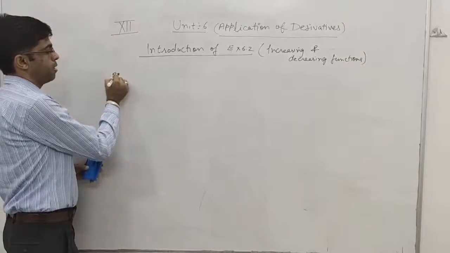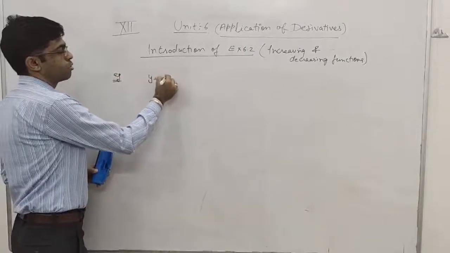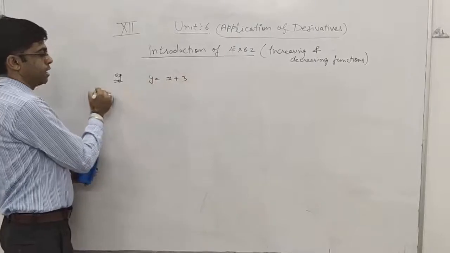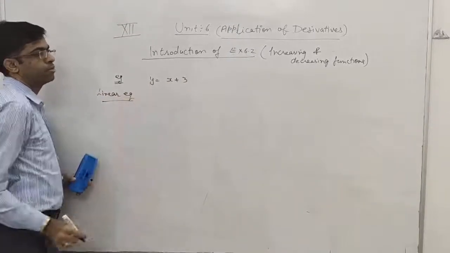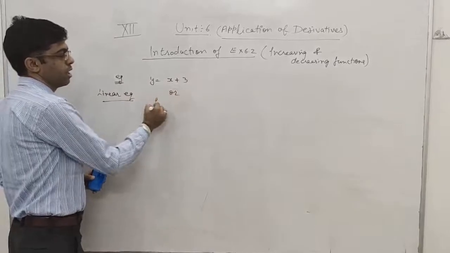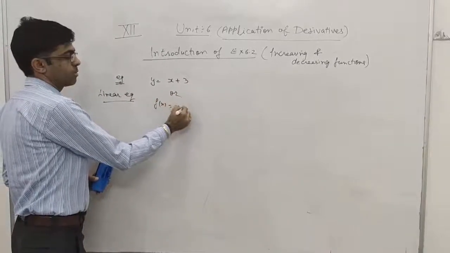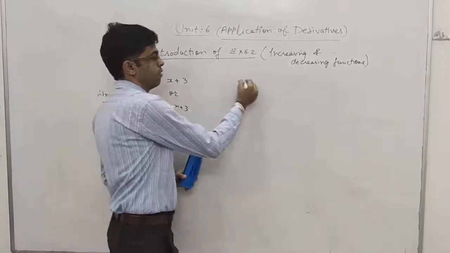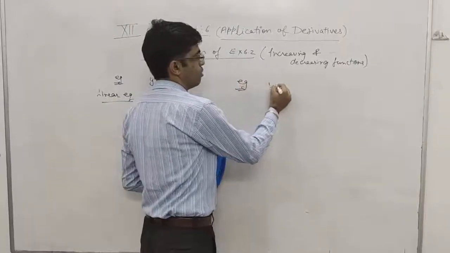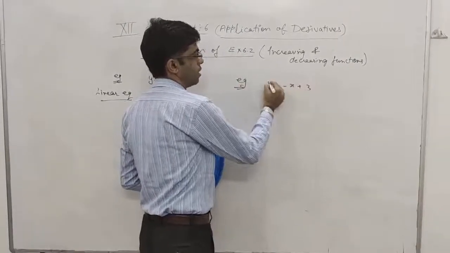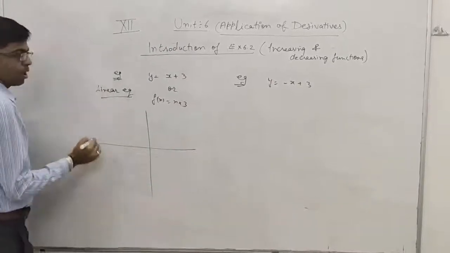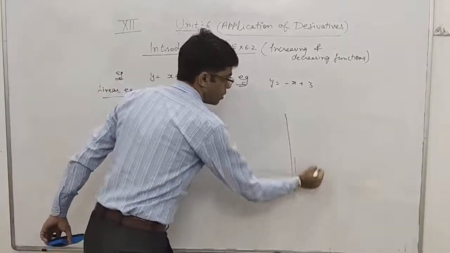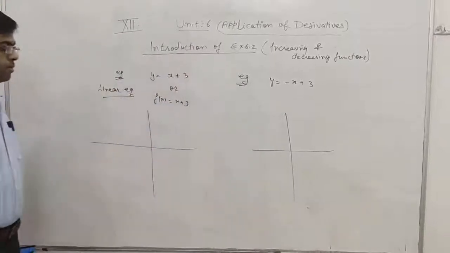So the example: y is equal to x plus 3. This is a linear equation. I have taken y is equal to x plus 3, or you can say f(x) is equal to x plus 3, and second is y is equal to minus x plus 3. So now I am going to make a graph of these two linear equations.